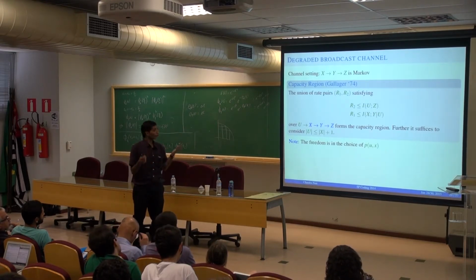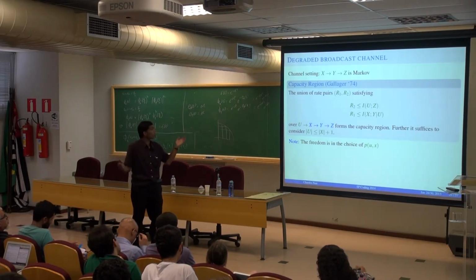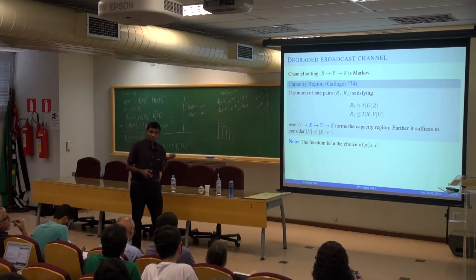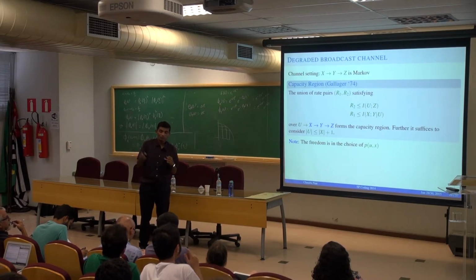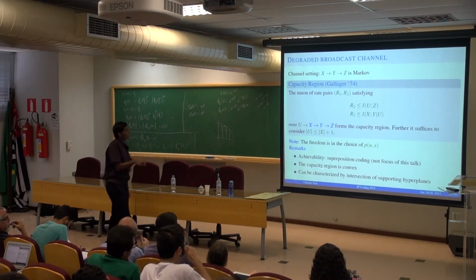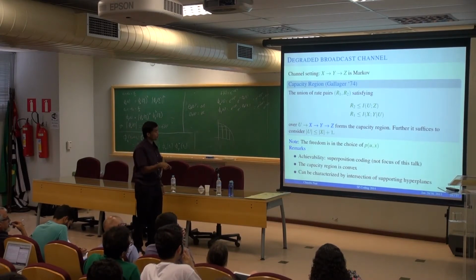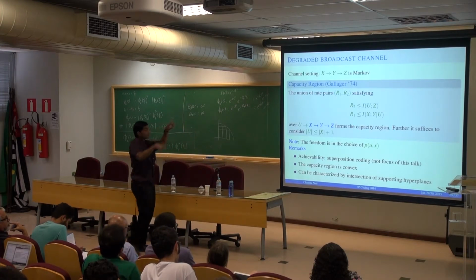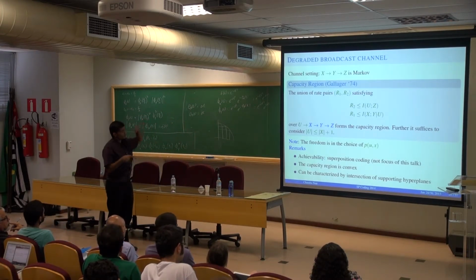Okay? So for Martón and Han-Kobayashi, it's much more complicated than this region. So it's very difficult even to evaluate this region. Forget comparing one letter with two letters. Okay? So the freedom is in choosing P_UX. Achievability is achieved by something called superposition coding. Max talked about this, not the focus of this talk. The capacity is convex by a time sharing argument.